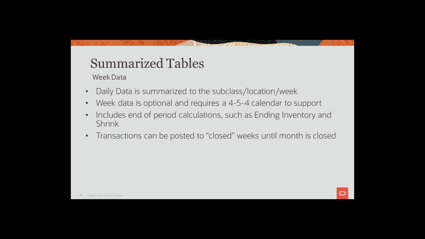Holding week level stock ledger data is optional in merchandising and is only possible if the system settings are set for a 4-5-4 calendar. If data is kept, then at the end of each week, daily data is summarized to the subclass location week. End of period calculations such as ending inventory and shrink are calculated in the end of week process as well. Like daily data, transactions continue to be posted to closed weeks until the month is closed in order to account for late transactions.